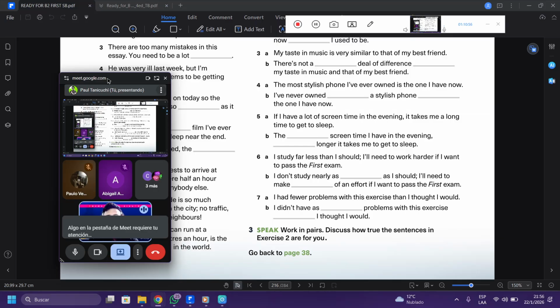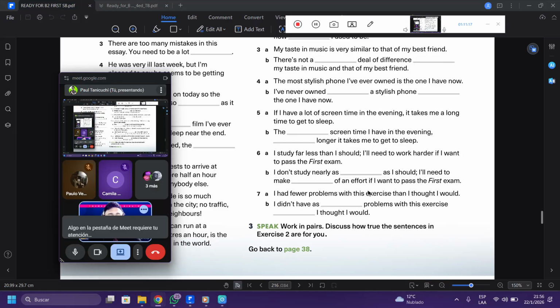No? Do you give up? Make more of an effort. Yes, make more of an effort. And the first one: I don't study nearly as much as I should.